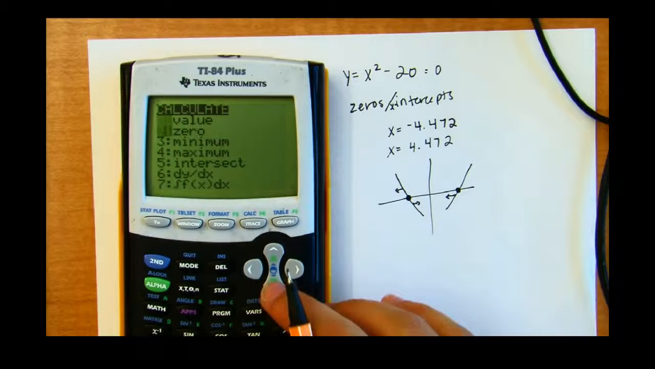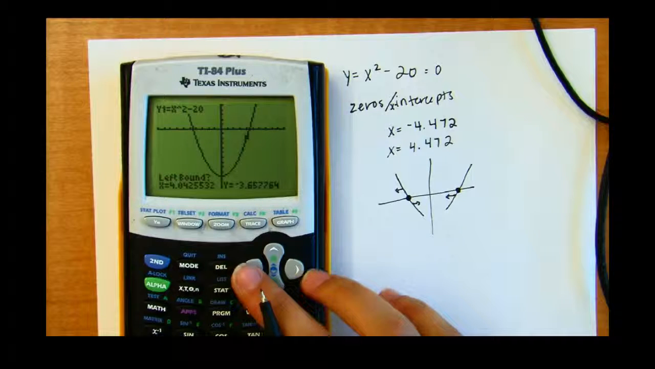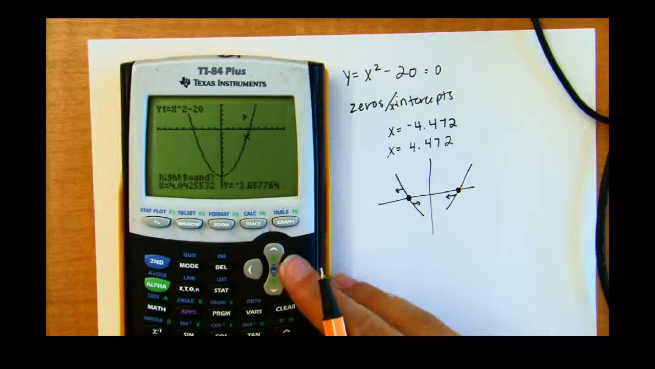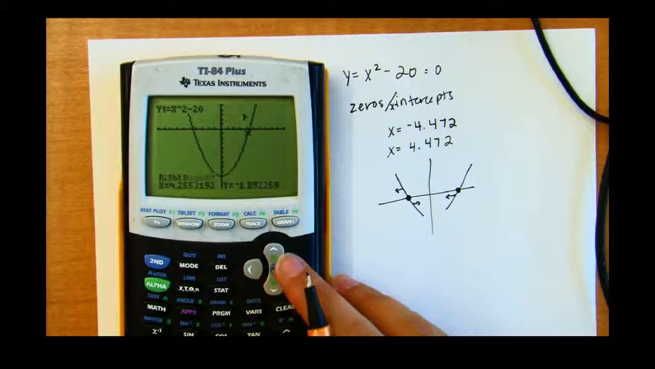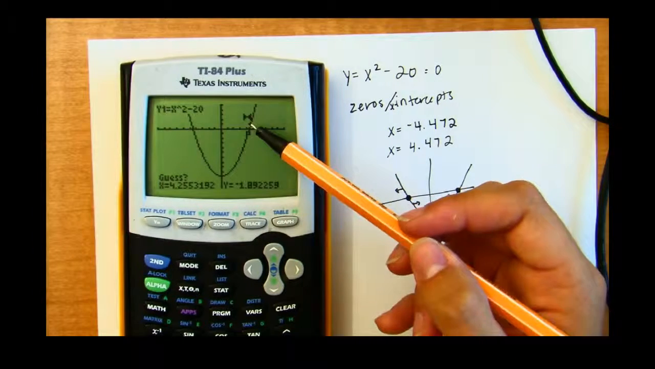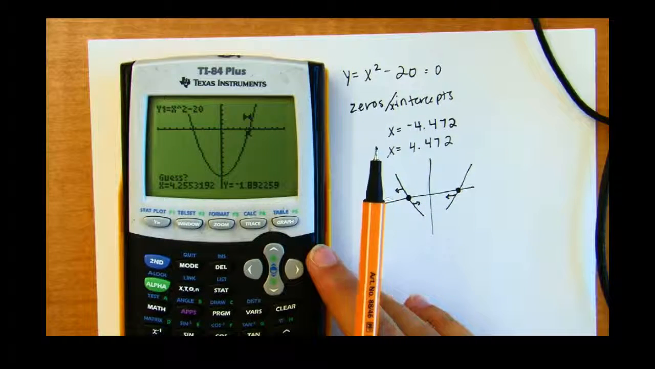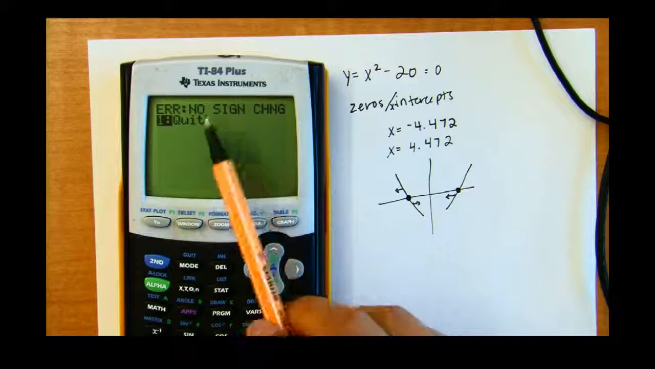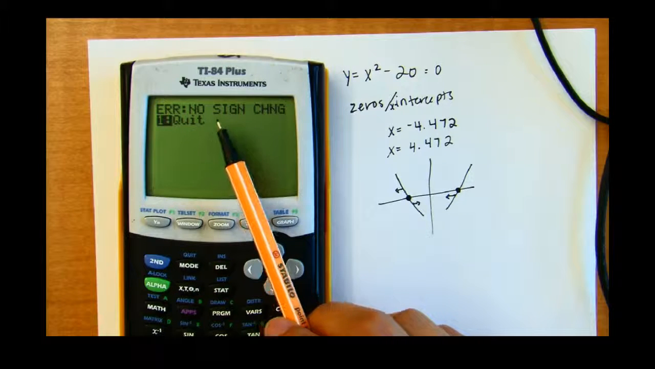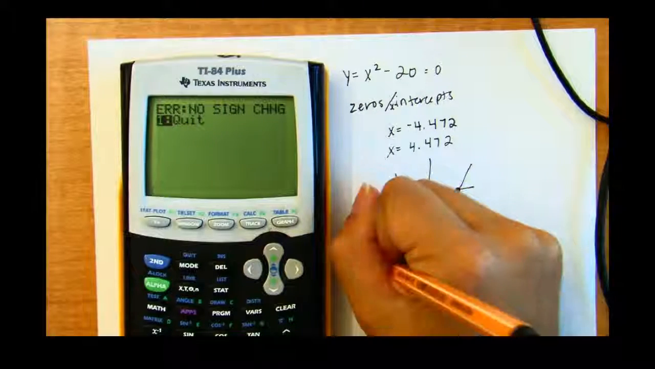So let's say I'm trying to find a zero and I pick a left bound and a right bound, but I don't go far enough on my right bound. I don't cross over my x-axis to go into the positives. If I do that, my calculator is going to give me an error: no sign change.